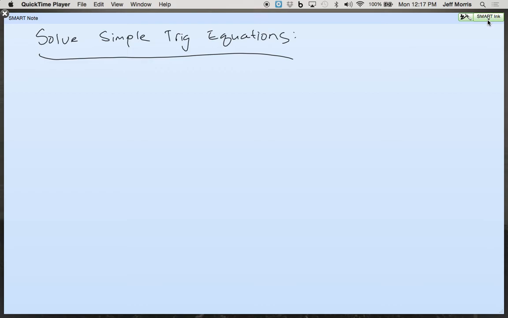So solving simple trig equations, there's two types. Ready? Two types. There are going to be ones with an infinite number of solutions, and there's going to be ones with a finite number of solutions.